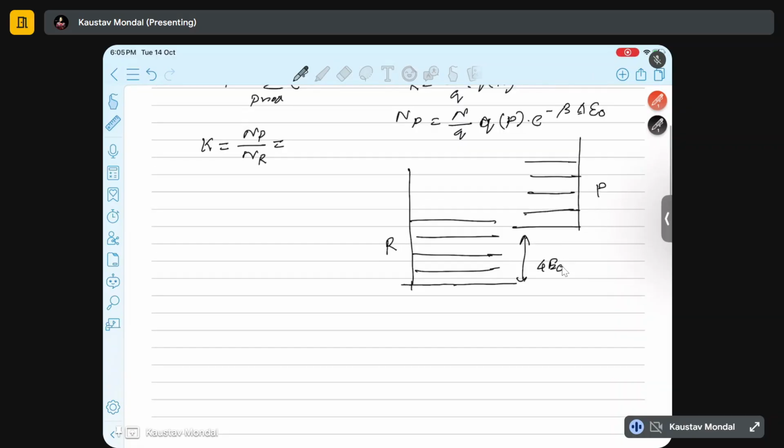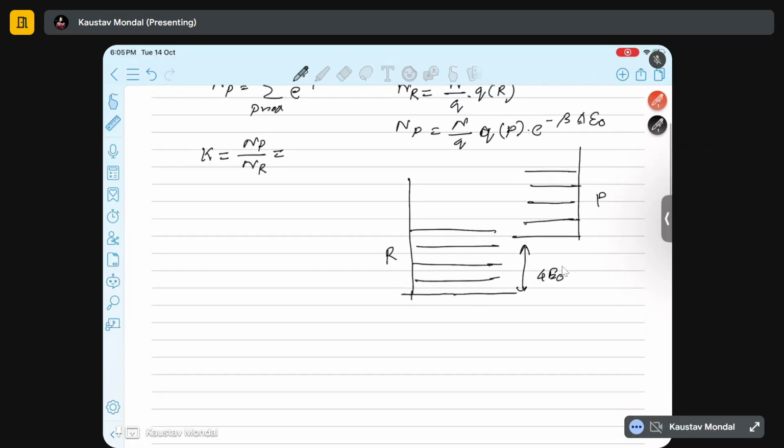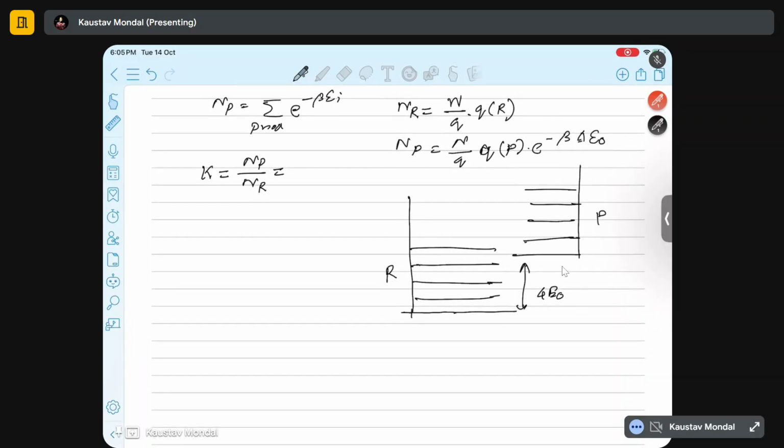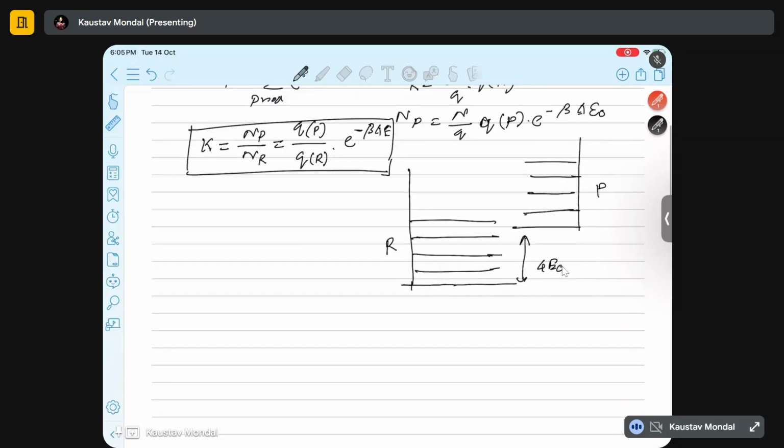Okay. Now, for this kind of a system, the equilibrium constant K, NP by NR, equals QP by QR into e to the power minus beta delta epsilon 0. Okay, this is the expression for the equilibrium constant K for this sort of a reaction.